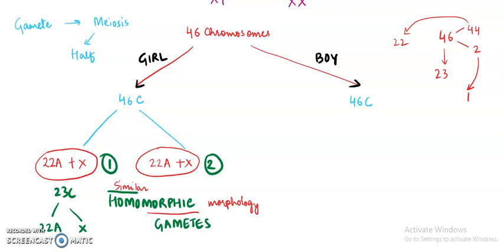Suppose a cell with 46 chromosomes has to undergo meiosis. Out of 44 autosomes, 22 will go in one gamete and 22 will go in another. One gamete will receive the X sex chromosome and another will receive the Y. That means one sperm will have the X sex chromosome and 22 autosomes, and another sperm will have the Y sex chromosome and 22 autosomes.